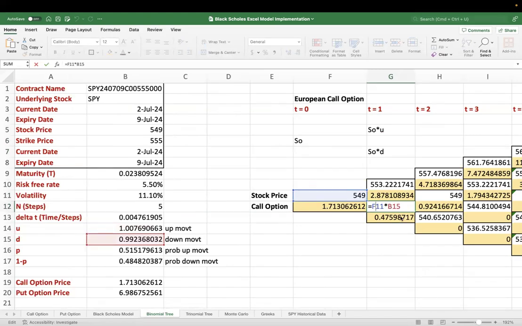A quick question asked by Achint is, can this tree have maximum steps t equal to? It can have anything.